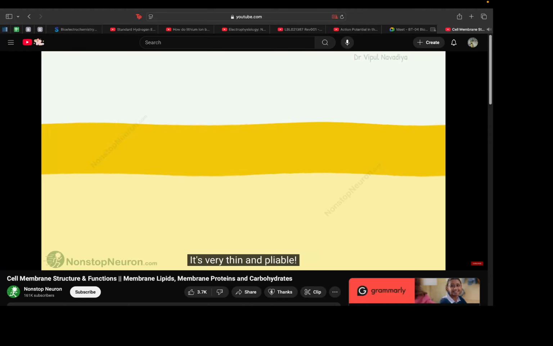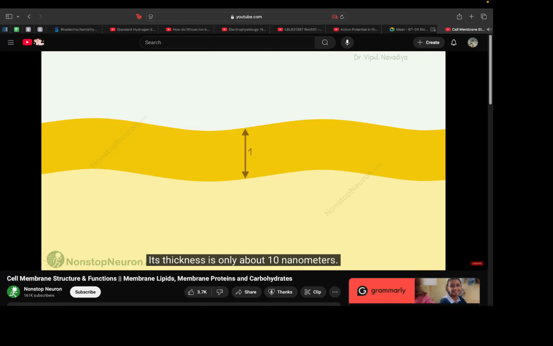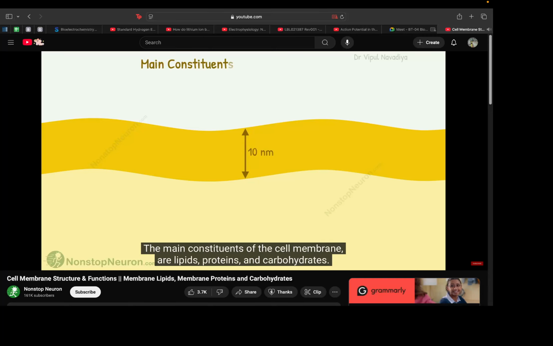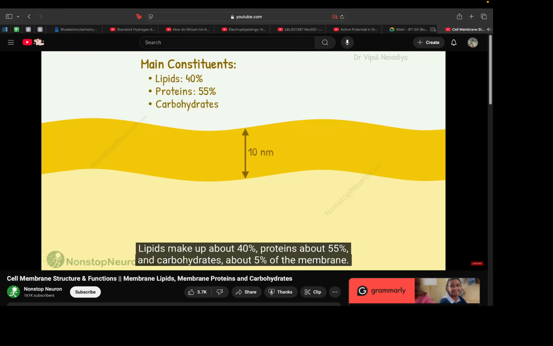It's very thin and pliable. Its thickness is only about 10 nanometers. The main constituents of the cell membrane are lipids, proteins, and carbohydrates. Lipids make up about 40%, proteins about 55%, and carbohydrates about 5% of the membrane. Now let's talk about each of these components one by one.